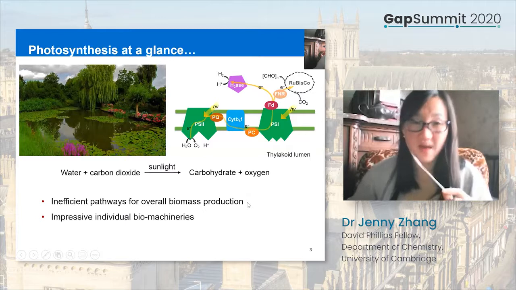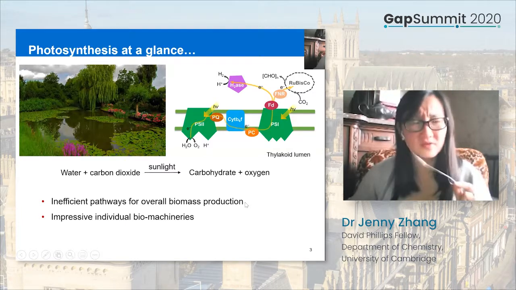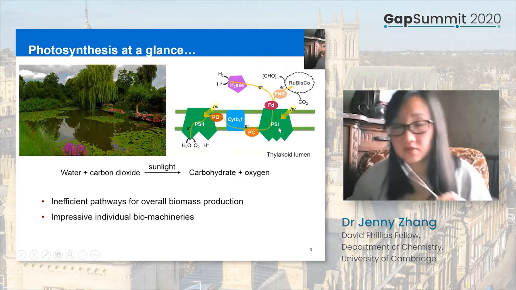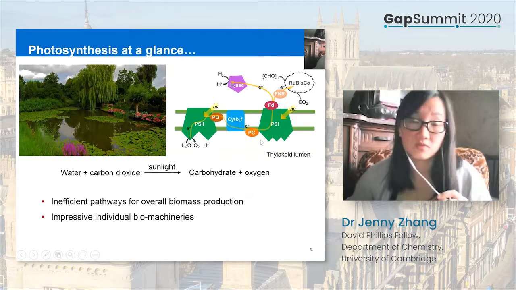However, if you talk to some other people, they might tell you, actually, no, photosynthesis is very efficient. And they're also correct, because if you think about the individual components of photosynthesis, so the photosystems themselves, they are incredibly efficient at what they do. So photosystem 1, for example, has 100% quantum efficiency for turning light into charge.